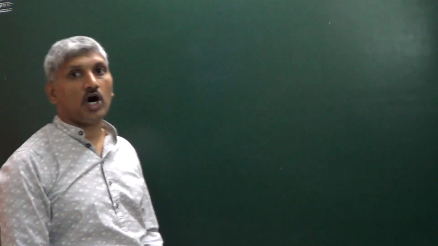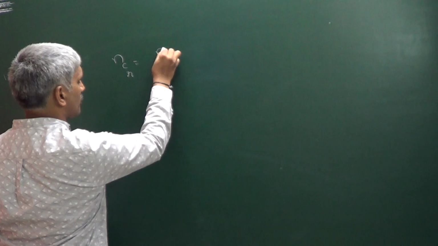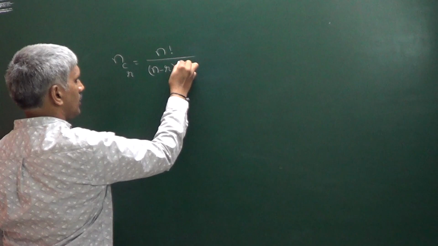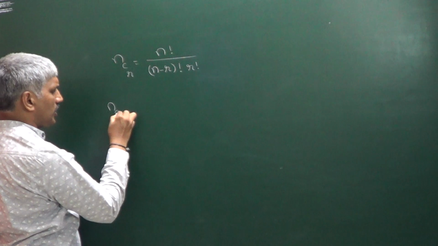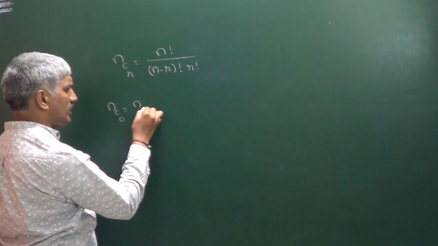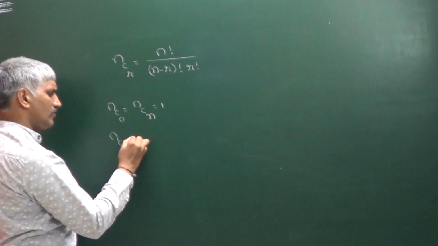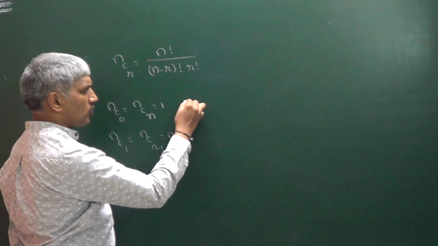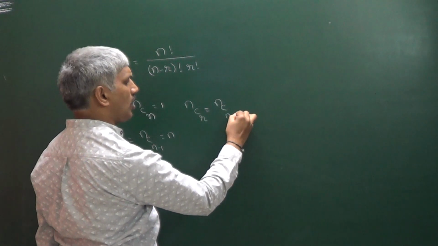The number of combinations of n dissimilar things taken r at a time is denoted by nCr. That nCr is nothing but n factorial divided by (n minus r) factorial into r factorial. At the same time, we discussed many ideas related to this. nC0 is the same as nCn, which is equal to 1. nC1 is the same as nC(n minus 1), which is equal to n. And also we know that nCr is equal to nC(n minus r).